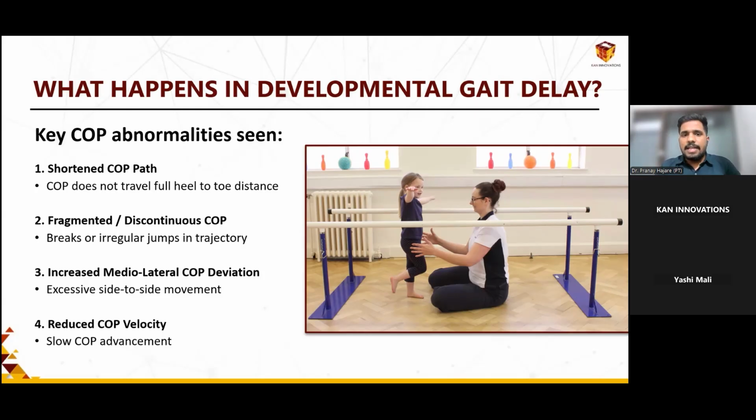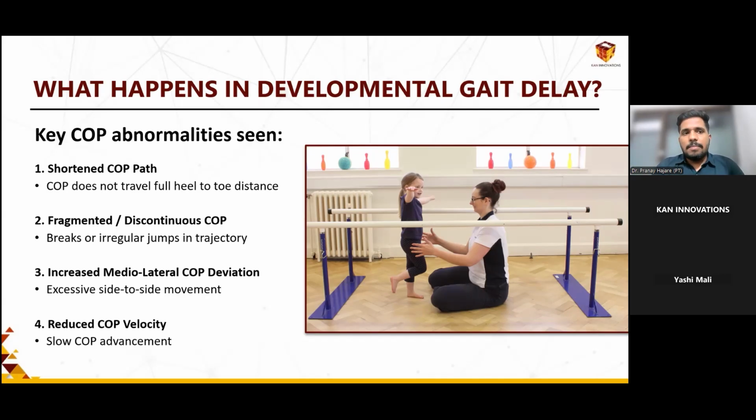The next point is increased mediolateral center of pressure deviation. Excessive side-to-side movement reflects a balance deficit, which is a compensatory strategy due to weak trunk or poor ankle control. The next point is reduced center of pressure velocity. A slow advancement of the center of pressure indicates a cautious gait, hypertonia, weakness, or reduced confidence during walking. These subtle center of pressure changes help us detect functional impairment even before it becomes visually obvious.